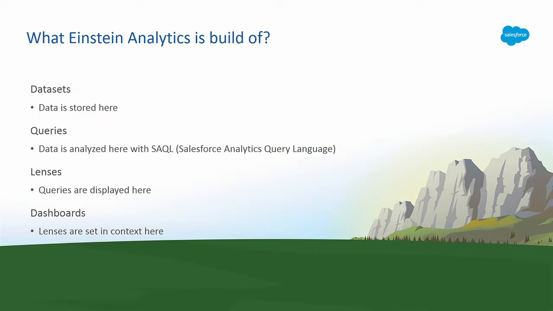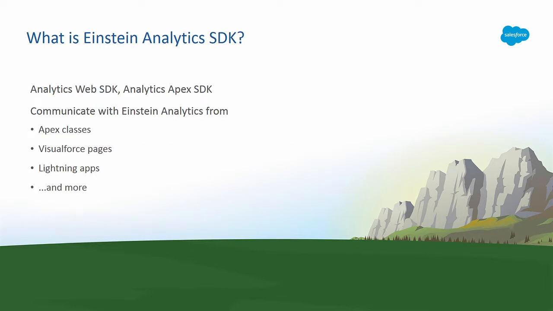At its core, Einstein Analytics is built of very few key components. First, the data set, where your data is stored in a denormalized way. We have queries, where the actual analysis takes place with SQL. We have lenses, which is how queries are displayed, and of course our fancy dashboards.